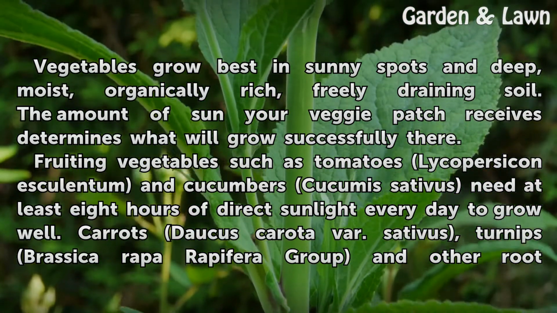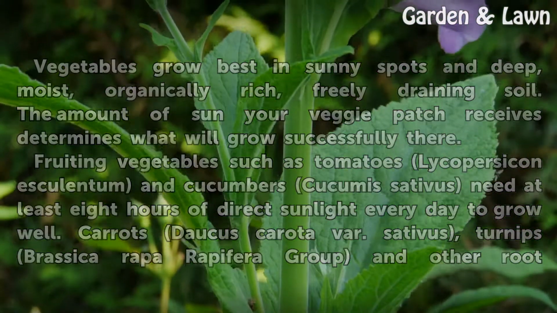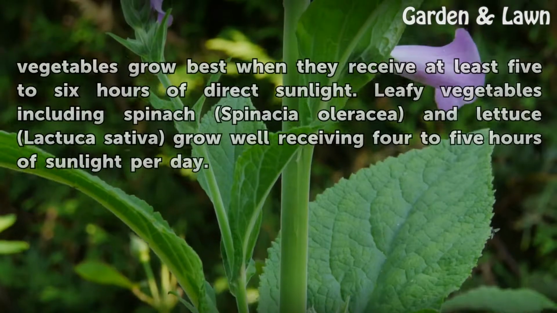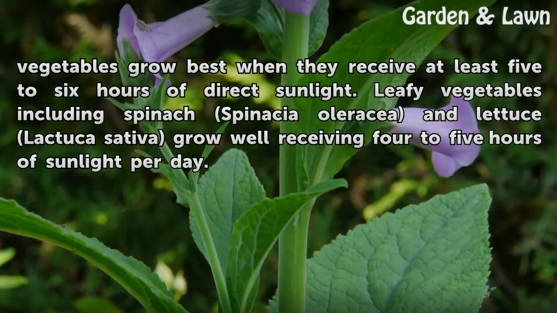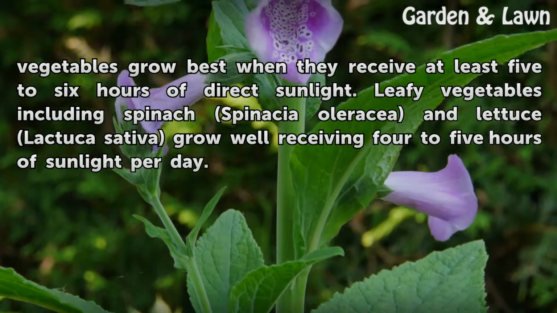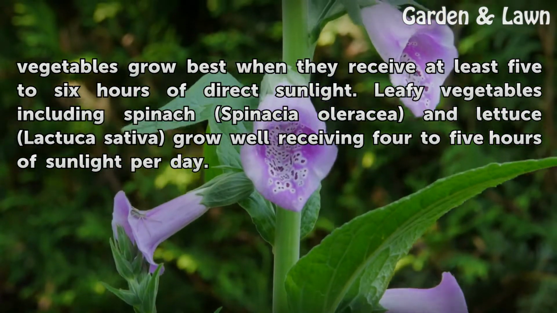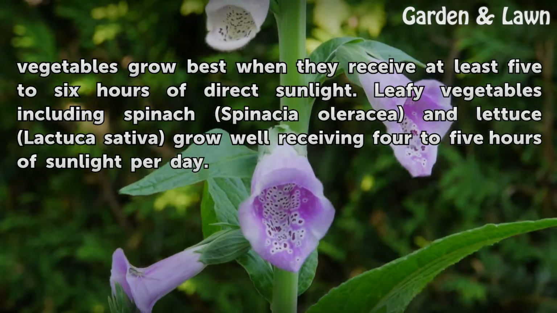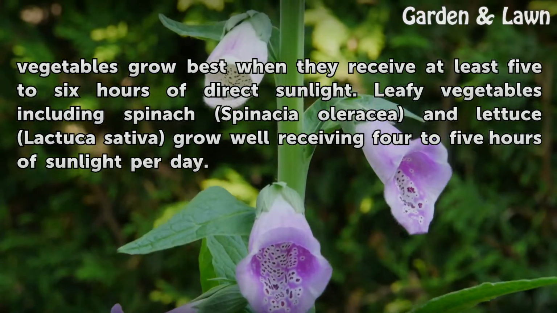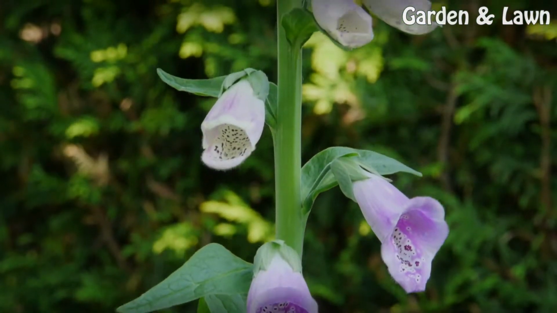Carrots, Daucus carota var. sativus, turnips, Brassica rapa, and other root vegetables grow best when they receive at least 5 to 6 hours of direct sunlight. Leafy vegetables including spinach, Spinacia oleracea, and lettuce, Lactuca sativa, grow well receiving 4 to 5 hours of sunlight per day.